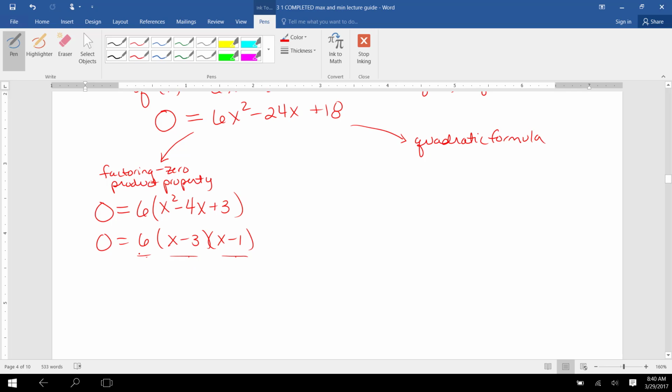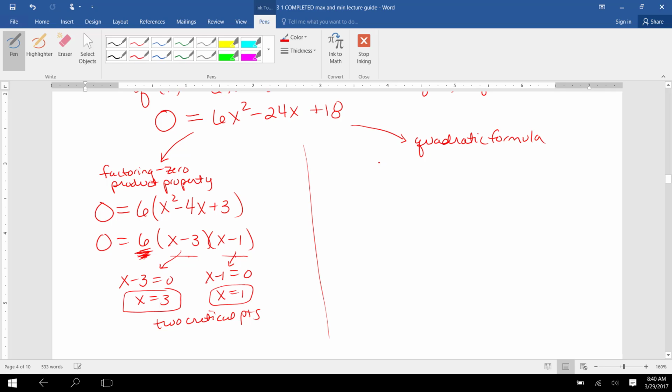So it's either 6 that's equal to 0, which isn't true. 6 doesn't equal 0. Or it's x minus 3, which equals 0. Or it's x minus 1 that equals 0. If x minus 3 equals 0, that means x is 3. If x minus 1 equals 0, that means x is 1. So there are 2 critical points. These are the 2 x values that make f prime of x equal 0. And that's it. There are no other critical points. So that's one way to solve for those critical points.